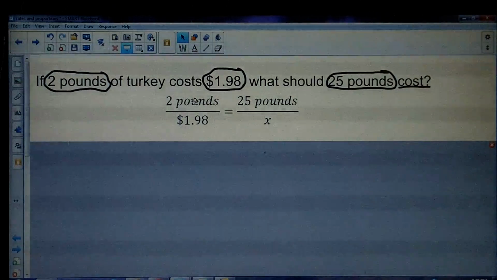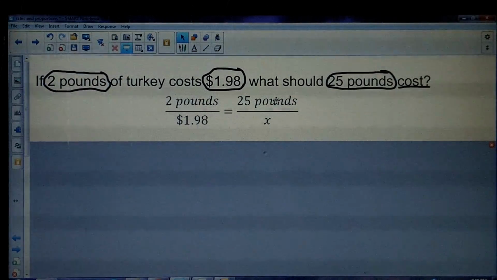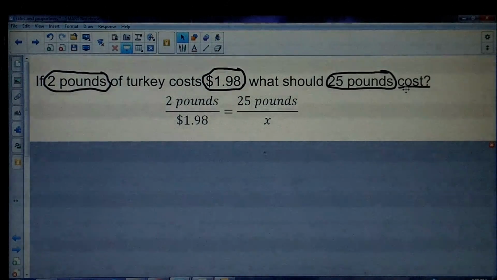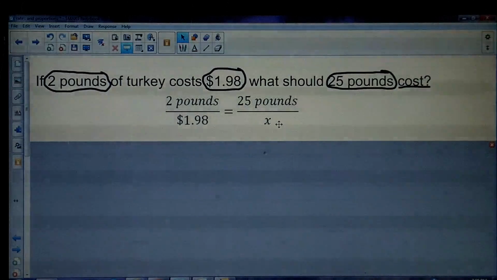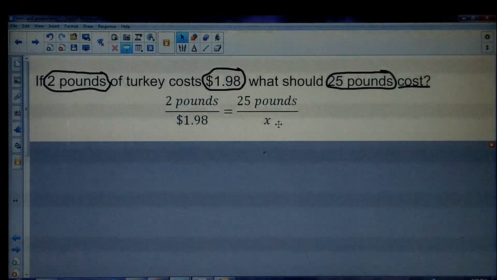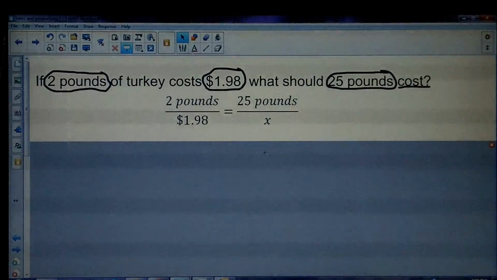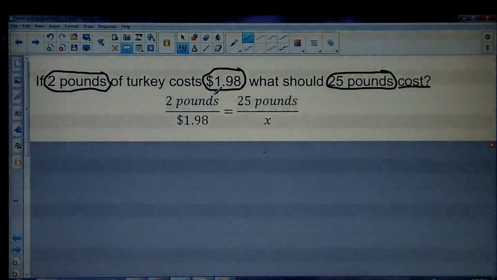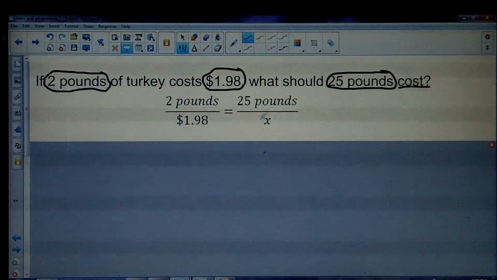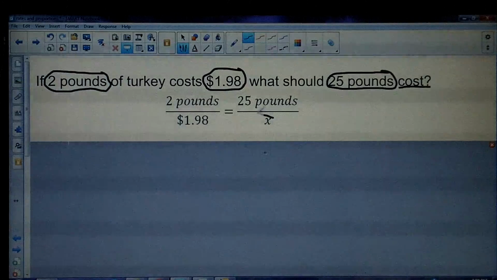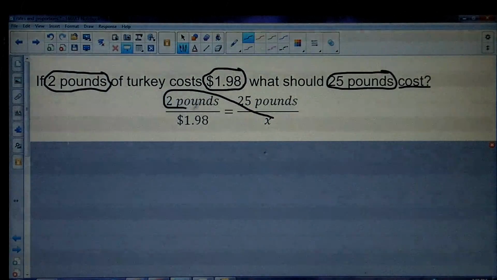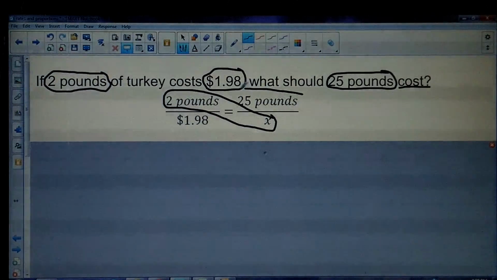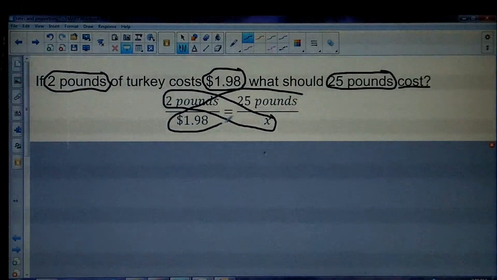Since I had pounds first for this rate, I have to match it up over here and do pounds first for this rate. And I put it over x because we do not know what the cost is, so I'm substituting x in the place of the cost. Now to solve a proportion, if you remember from last year, we do our means times our means and our extremes times our extremes. I always like to pick where the x is first. So I'm going to take the x times the 2 pounds, and then I'm going to multiply the 25 pounds by $1.98.